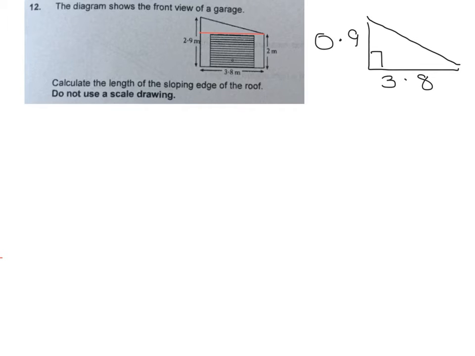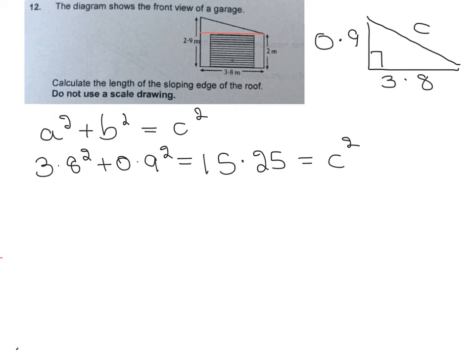So now we have a right angled triangle and we know two of the lengths of the sides. What could we possibly use in order to find the third side? And it's going to be Pythagoras. So we need to find the longest side, as it's the side directly opposite the right angle. So Pythagoras' theorem says that a squared plus b squared is equal to c squared. And in this case, c is going to be our longest side. So 3.8 squared plus 0.9 squared is equal to 15.25, which is equal to c squared.